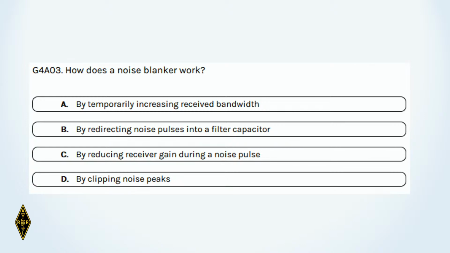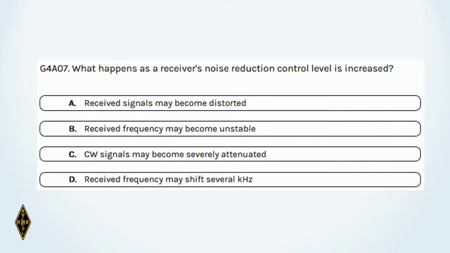How does a noise blanker work? C. It is C, by reducing receiver gain, squelching out noise peaks or pulses. And what happens as a receiver's noise reduction control level is increased? Too much of a good thing? Alpha, the received signals may become distorted.